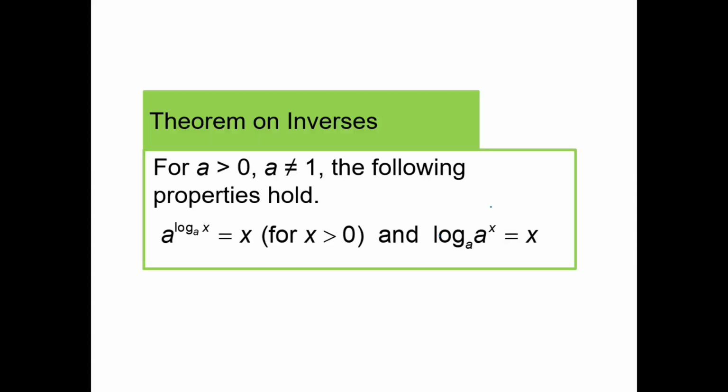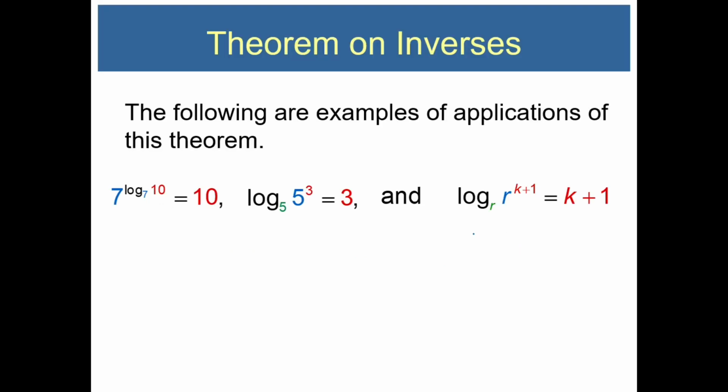Theorem on inverses. For a greater than 0, a not equal to 1, the following properties hold. A raised to the exponent log base a of x is equal to x for x greater than 0, and log base a of a raised to the x is also equal to x. The following are examples of the applications of this theorem. We have 7 raised to the log base 7 of 10 equals 10. Log base 5 of 5 cubed is equal to just 3. And log base r of r raised to the k plus 1 is just k plus 1.